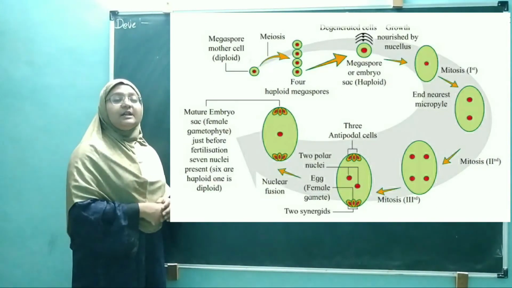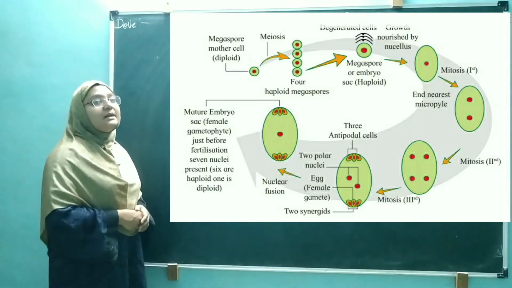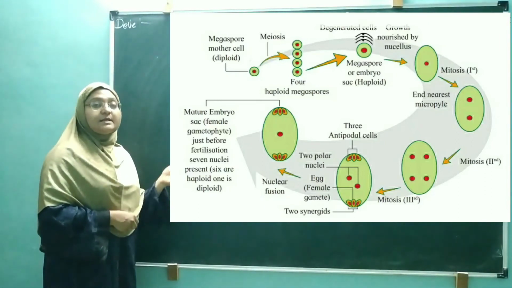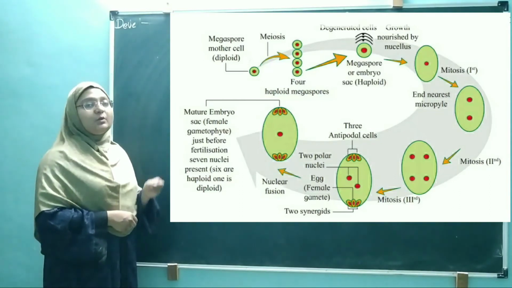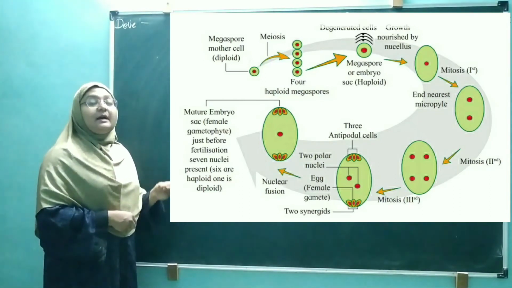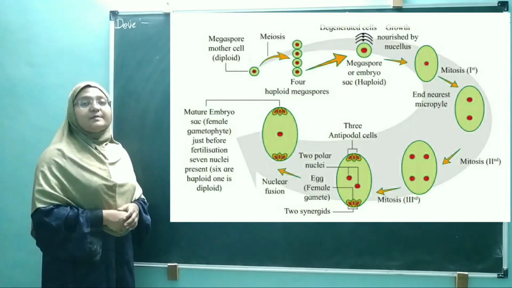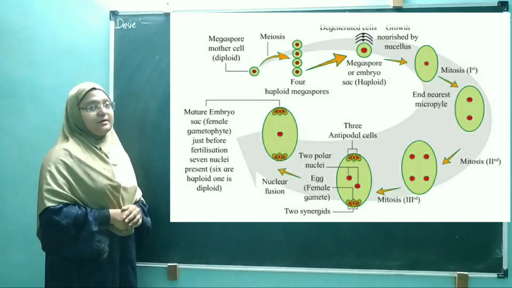Later, this secondary nucleus combines with the male gamete, and they form the primary endospermic nucleus. That is the PEN. Later, this PEN develops into the endosperm. Endosperm is the nutritive tissue for the developing embryo in the angiosperms.